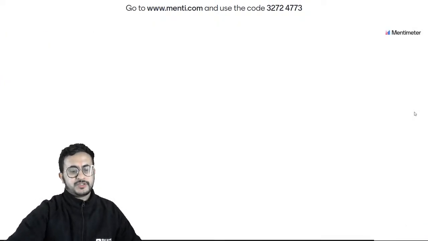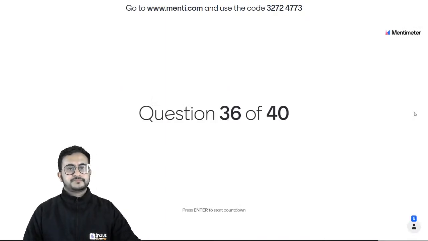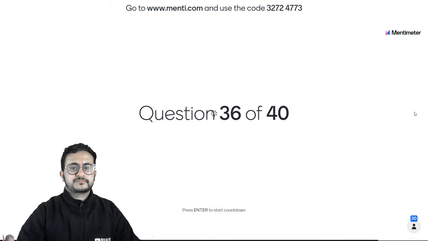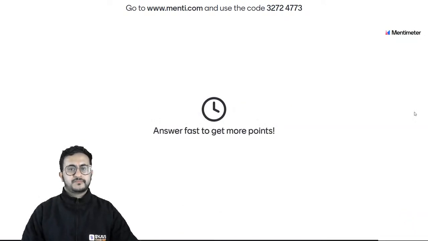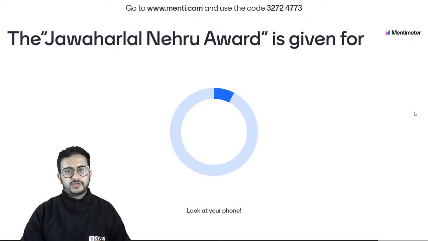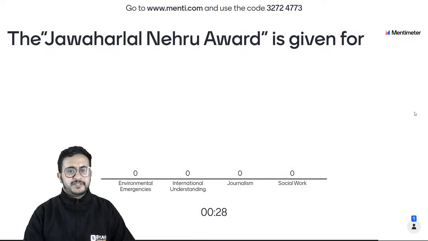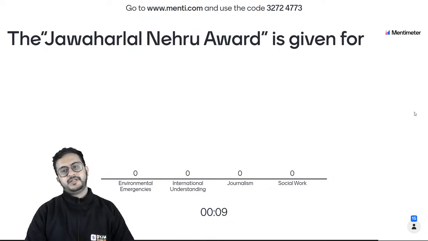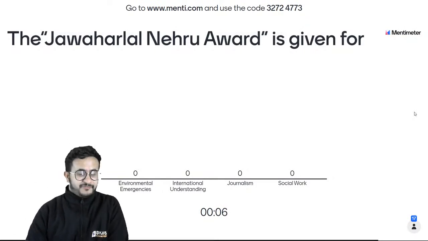All right, so let's see the next one. The Jawaharlal Nehru Award is given for what? Environmental emergencies, international understanding, journalism, social work. The Jawaharlal Nehru Award is given by the Indian government. It has not been given for a very long duration now.